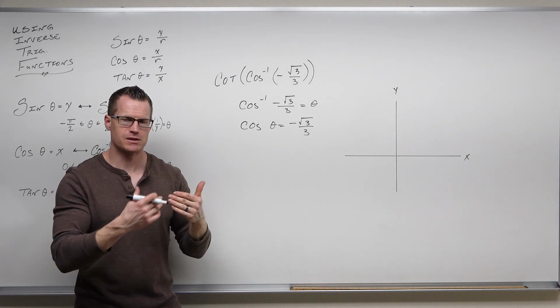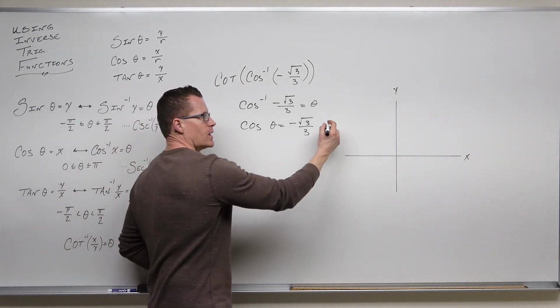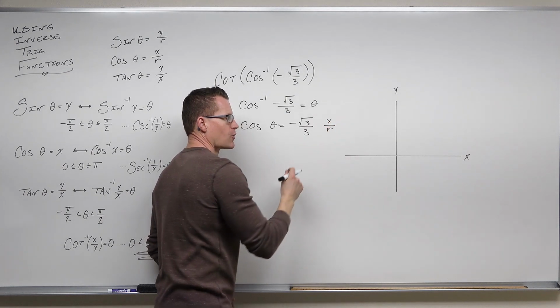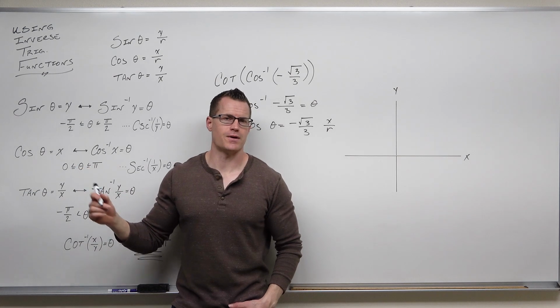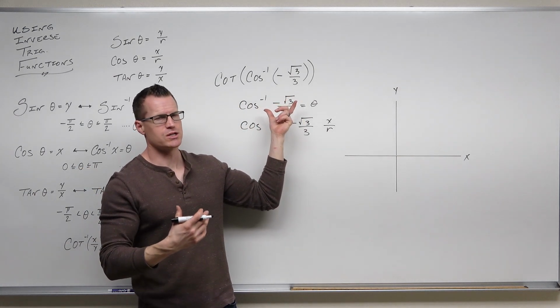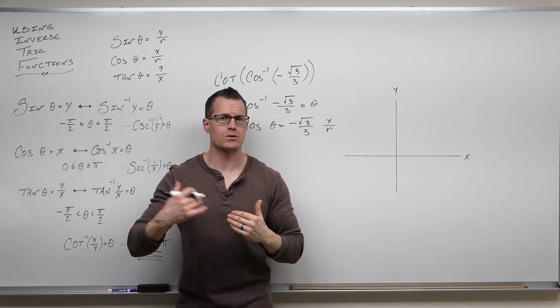Well, that makes sense because if the radius is 1, we just get x. That's true. So cosine gives you x over r. But we also have to play along with where cosine inverse is defined. See, its range is really, this only works if that angle is between 0 to pi.